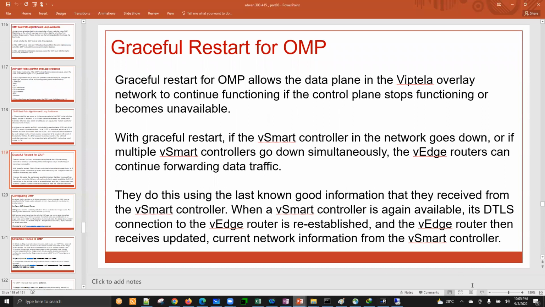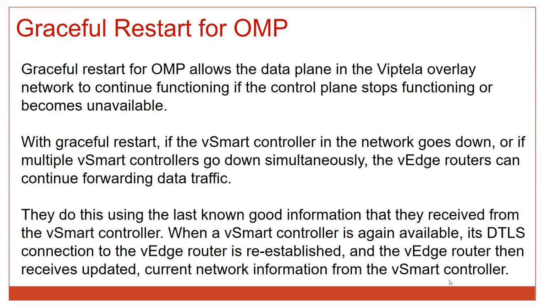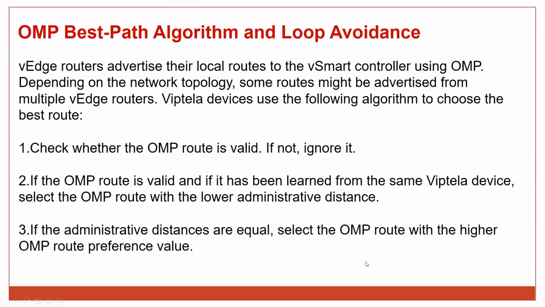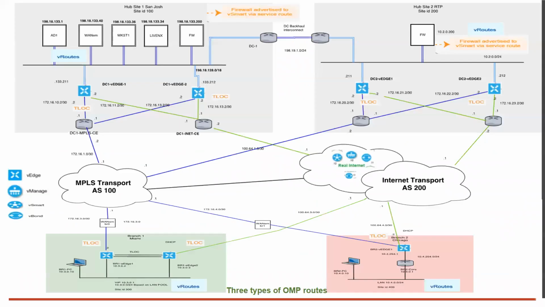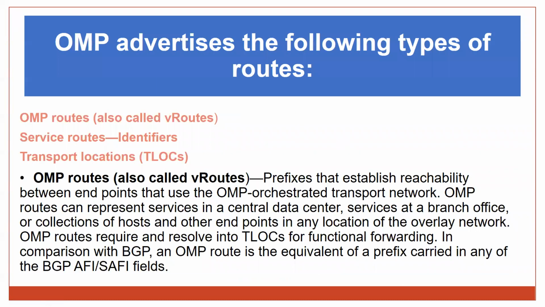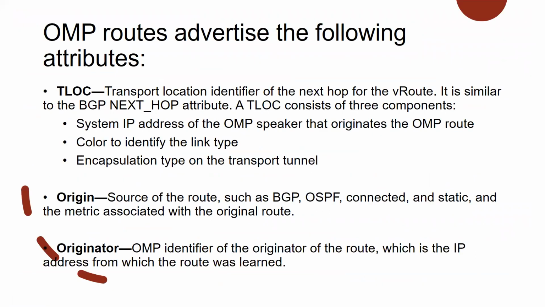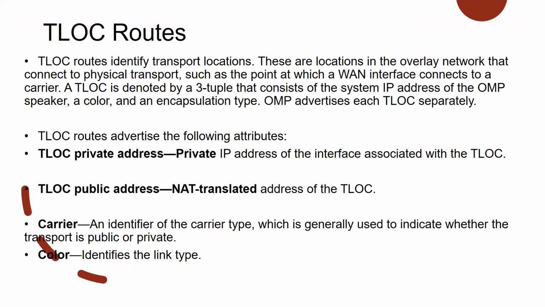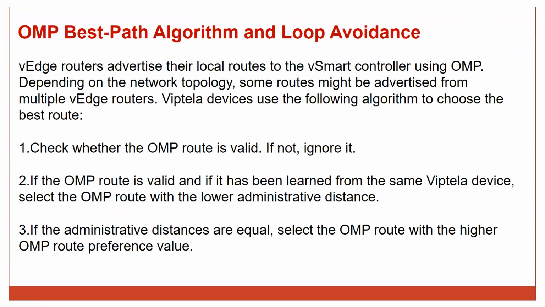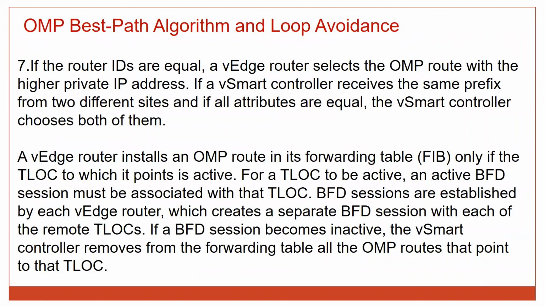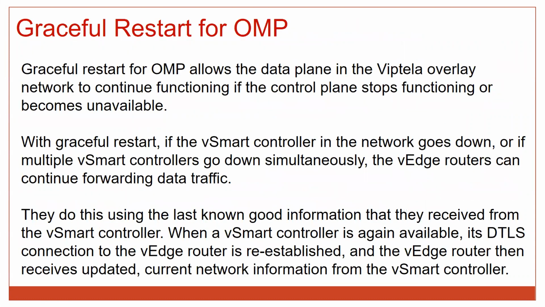All right. So what we have discussed in the previous section is what OMP is and what the attributes of OMP are. First of all, routes inside OMP, then what attributes we have inside OMP, then how OMP does best path selection or loop avoidance. Now, next topic. We have some small but important topics related to OMP. We are going to discuss all those one by one.